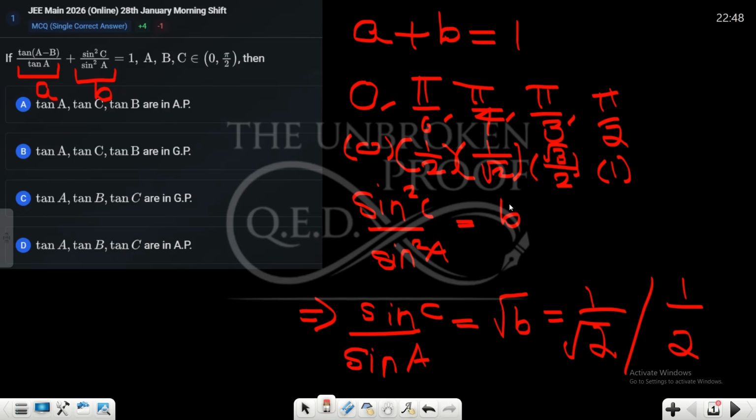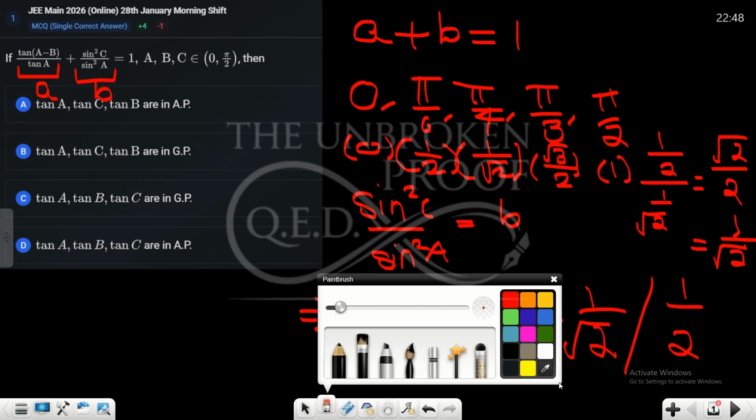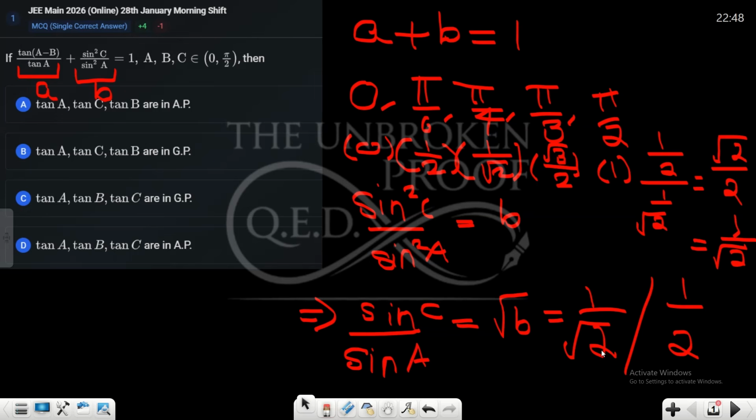How 1 by root 2? If you divide 1 by 2, which is sin 30, by 1 by root 2, which is sin 45, then you will get something like root 2 by 2, and this is again 1 by root 2. So in this way you can conclude that root b can be root of 1 by 2, or root b can be 2 as well. How? If you divide sin 30 by sin 90.